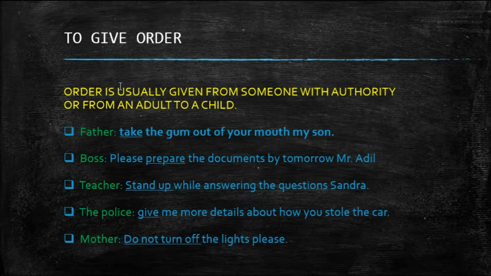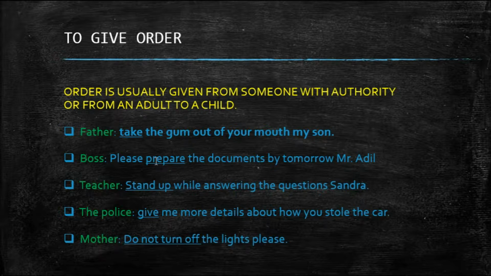So the first one I'll talk about is to give order, right? We use a verb in the beginning of a sentence to give order to someone, right? What is an order? An order is an authoritative claim, usually given from someone with authority to someone below them, or from an adult to a child, from someone older to a child, right? So in this case, you are pretty confident, and you believe that your order will be followed, okay, or obeyed.